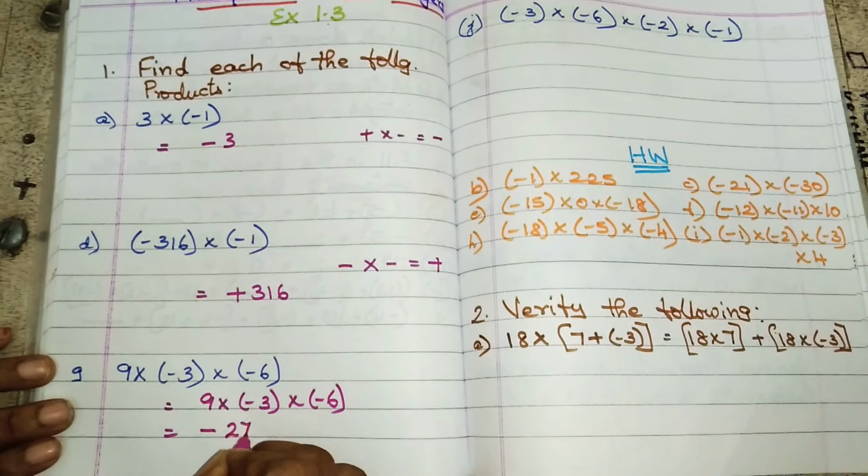So minus into minus plus. 6 sevens are 42. 4 carry over 12. 162 will be your answer.